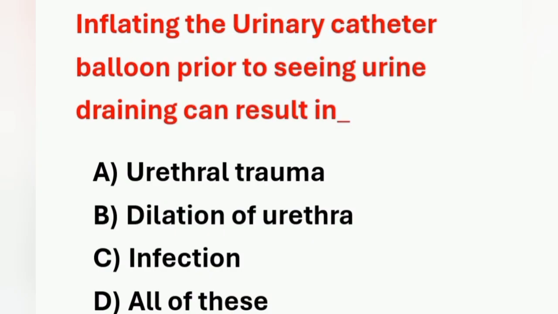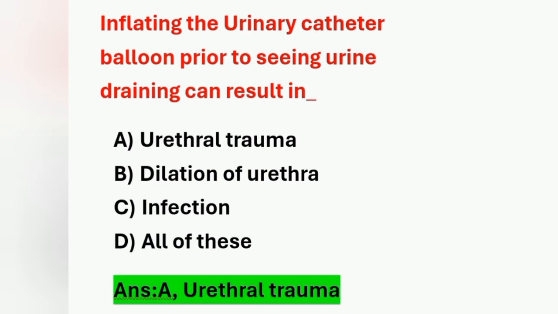Inflating the urinary catheter balloon prior to seeing urine draining can result in? Option A, urethral trauma. Option B, dilation of urethra. Option C, infection. Option D, all of these. Catheter balloon tip is inflated before the urine comes. Inflating the urinary catheter balloon prior to seeing urine drainage can result in urethral trauma or urethral injury. Option A is the correct answer.